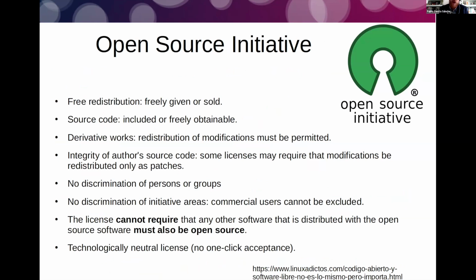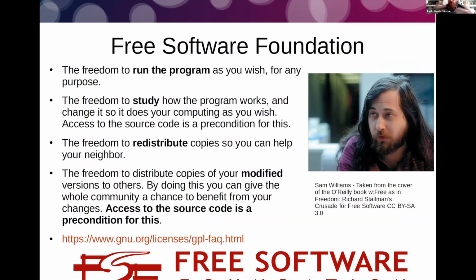While there is another way to see this, called the Open Source Initiative. It is very similar to free software, but they give you free distribution, source code available, integrity of the author's source code, no discrimination. But these licenses cannot require that only other software distributed with the open source must also be open source. So if I get software with an Open Source Initiative license, I can close the software and make it proprietary, for example. If I want to earn more money, I modify this program, I change everything and I sell it, but I don't have to release the source code. While in the Free Software Foundation, they command you to release the source.